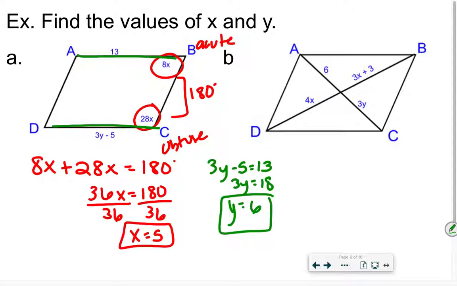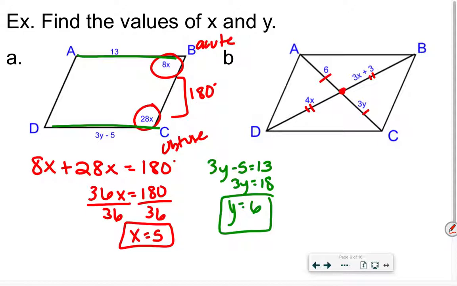Okay, B, you have some diagonals crisscrossing here. The diagonals don't equal each other directly, like AC is not the same length as BD, because when it's a slanted figure, one will always be longer than the other, but they are cutting each other in half right here at this middle point. So AC is being split into 2 equal halves, and BD is being split into 2 equal halves.